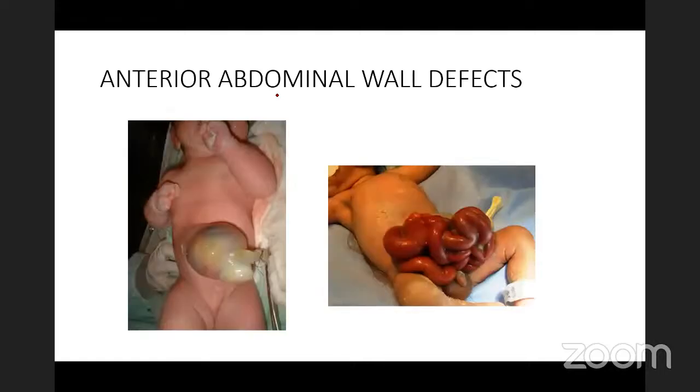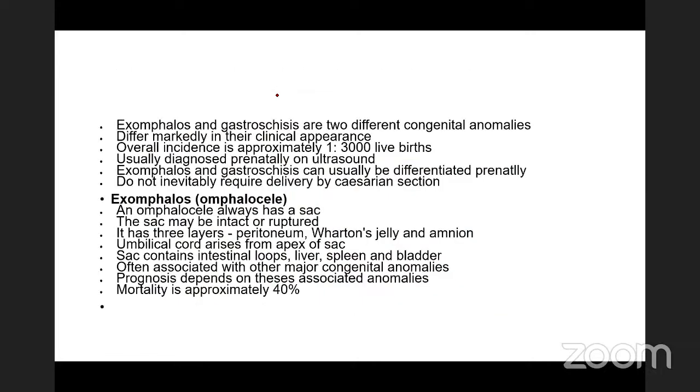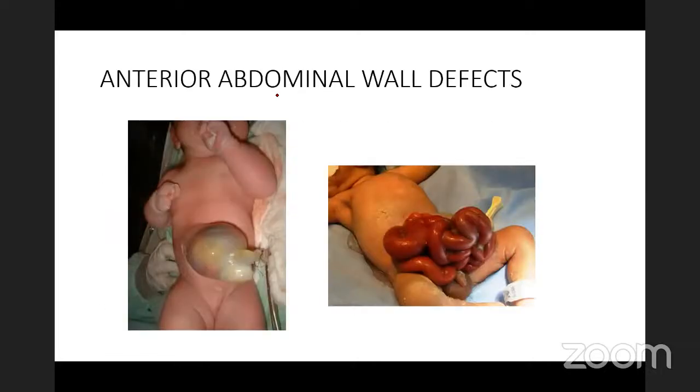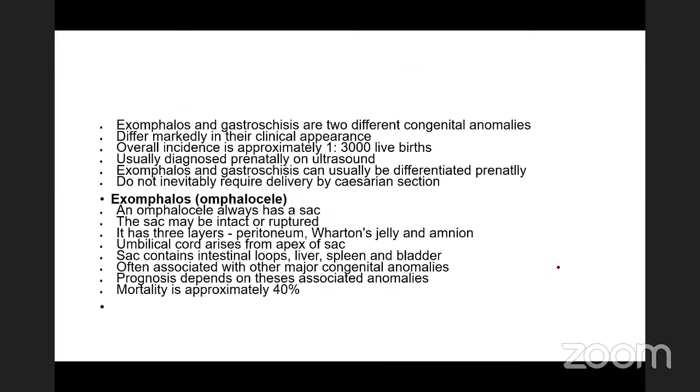Anterior abdominal wall defects, okay? Now, you can see these 2 varying images. This anterior wall defect has a membrane covering it, while the intestine is just exposed, okay? The intestine is just exposed. So this is called omphalocele, while this is called gastroschisis. You see, omphalocele has a membrane covering the intestine, while gastroschisis just has a naked intestine, okay?